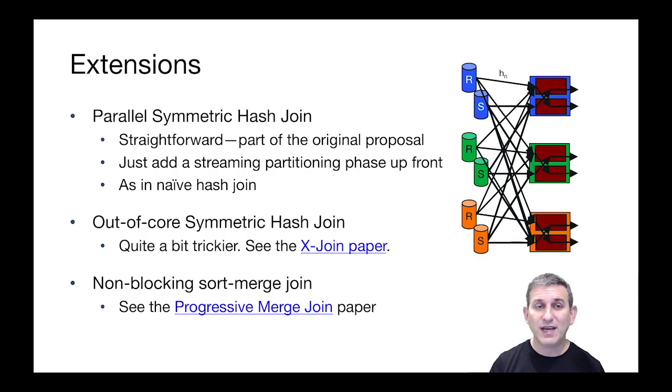If you want your symmetric hash join to work out of core, that's quite a bit trickier. There's a paper called XJoin that describes how to do this. It's by Urhan et al. It's an interesting piece of work. It hasn't been implemented in a lot of systems to my knowledge. There's also, interestingly, a non-blocking sort merge variant called a progressive merge join, which also has no blocking. It doesn't quite sort things fully, and that's how it gets away with it. And again, that's an interesting research paper you might want to read if you're really interested in streaming algorithms that run out of core.